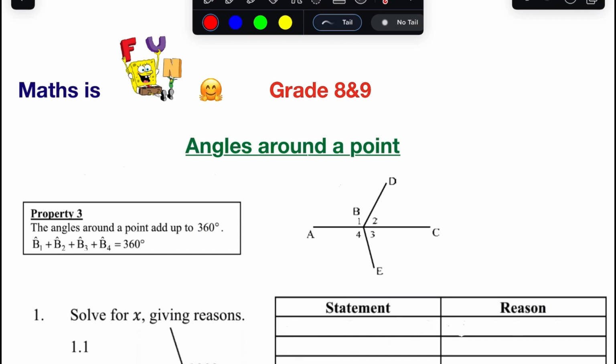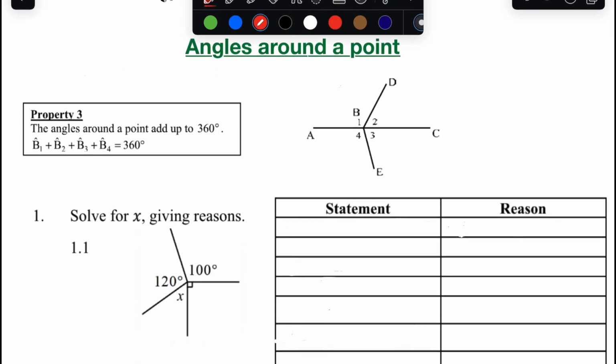Okay, let's look at this example. It says solve for x and give reason. Here we have lines that meet. This line meets here, here, here, here. All these lines meet at this point, and we know all the angles around this point add up to 360. So our unknown here is only x. We're given angles 100 and 120, and when we see the box there, it is a right angle, 90 degrees.